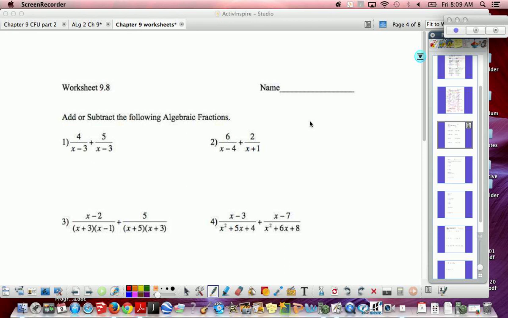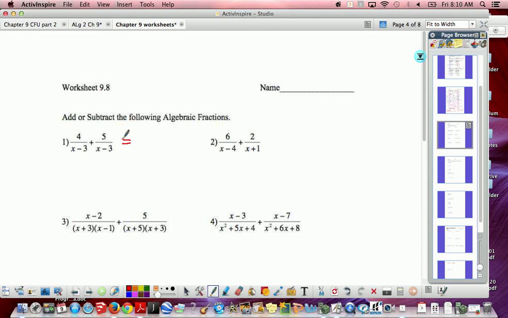Alright class, let's take a look at our homework assignment for today, which is worksheet 9.8, dealing with adding and subtracting rational functions. The main thing you need to do on these problems is make sure you have a common denominator. If it's not, you've got to get them to be common denominators. Number one's a really nice one because the denominators are the same.